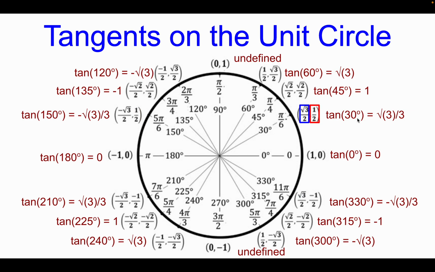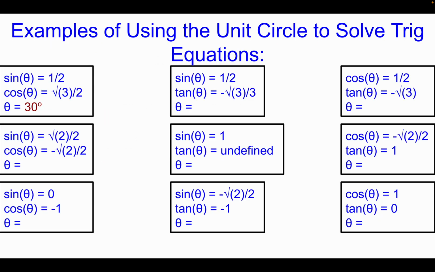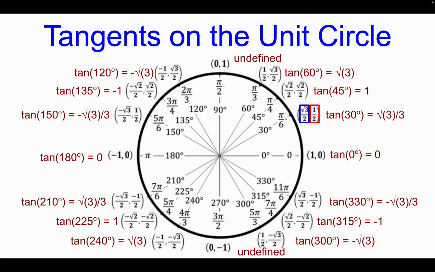And so then we'll say that theta equals 30 degrees. You could also do this in radians. I don't really do that in this video, but you could say pi over 6 if you wanted to instead, because pi over 6 is the same thing as 30 degrees.